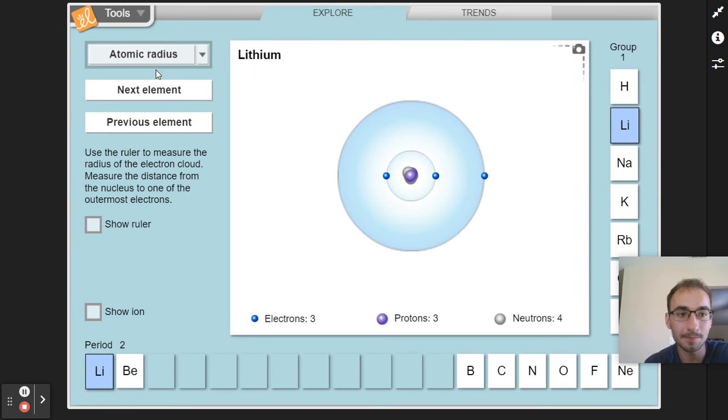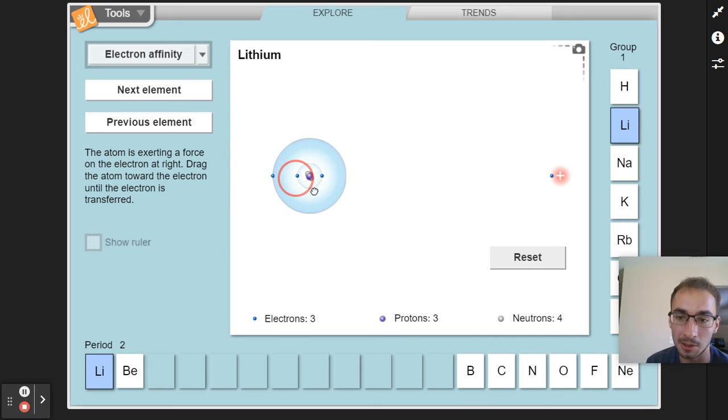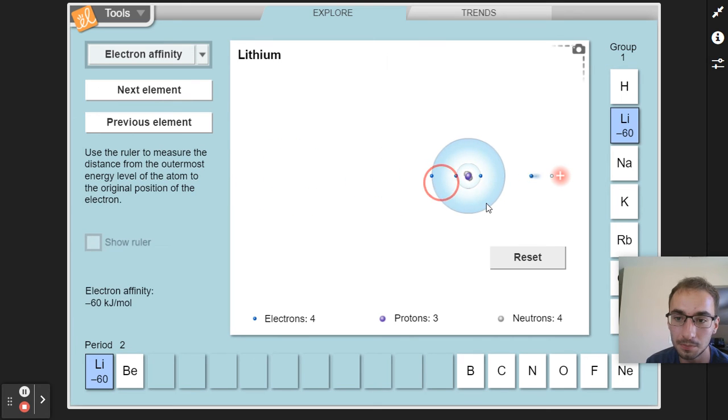So you're going to do it again. So let's see the electron affinity for lithium. Lithium, as you remember, is really weak. It had a really weak attractive force. Let's see how bad it wants an electron. It only released negative 60 kilojoules of energy. So it didn't really want an electron that bad because it only released negative 60 kilojoules.